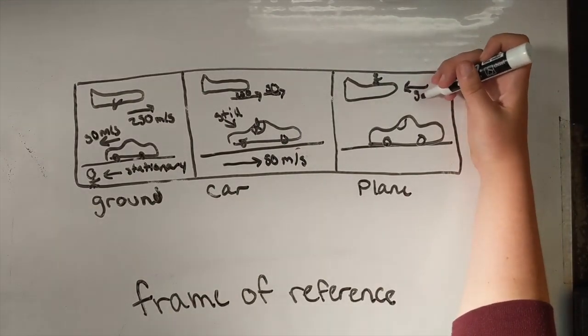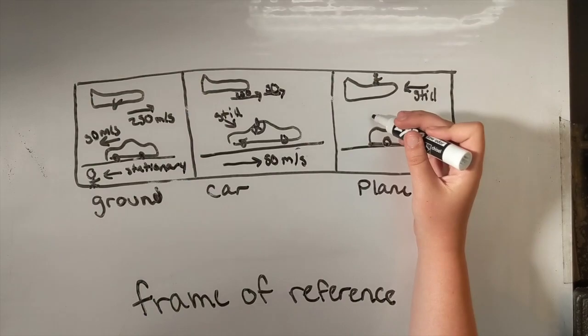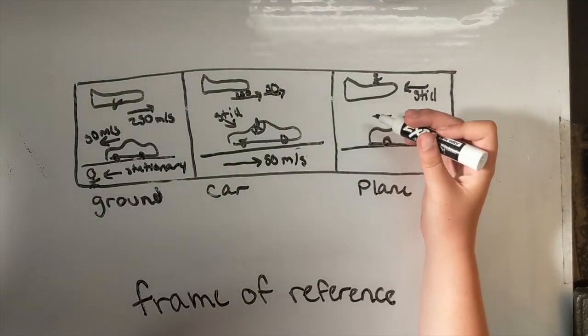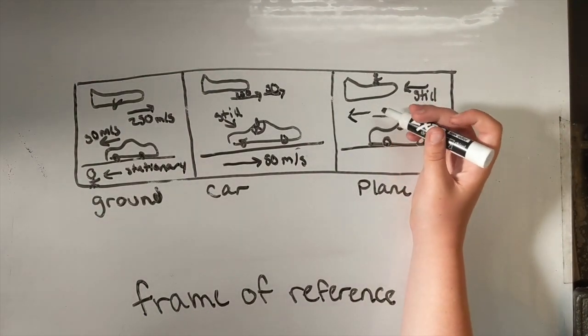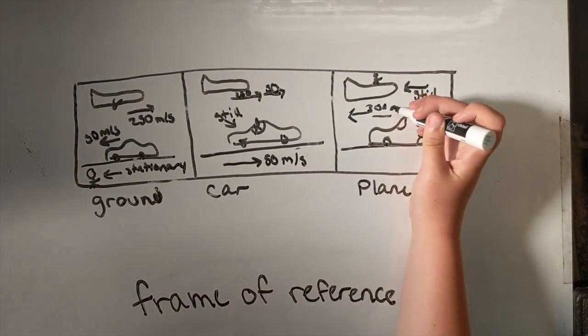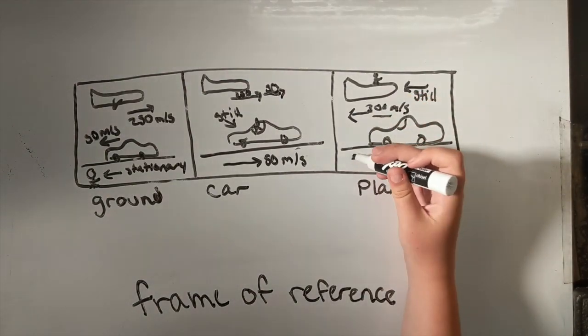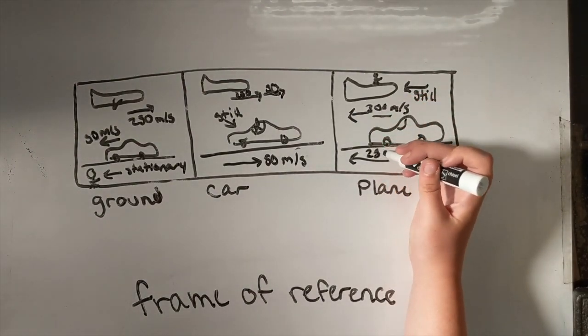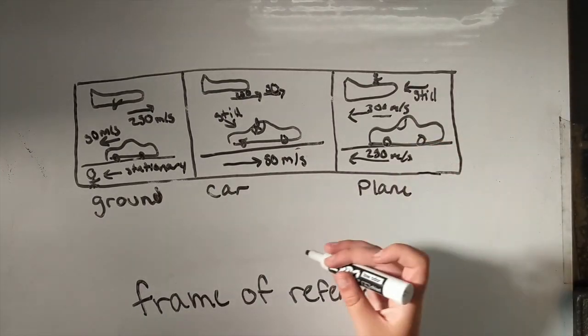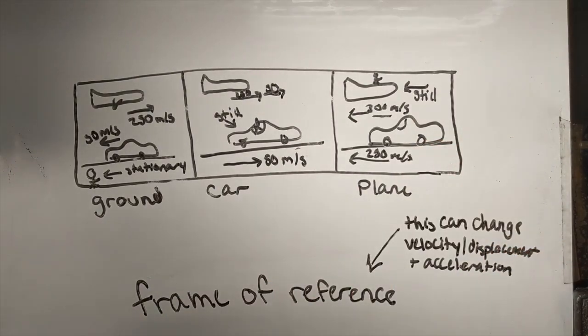Finally, if you were up in the plane, the car would look like it is moving 300 meters per second because it's going in the opposite direction at a speed of 50 meters per second plus the 250 you are going. And the ground would look like it is moving 250 meters per second too, even though the ground's not moving. Frame of reference is really important because it can change your velocity, your displacement, or your acceleration.